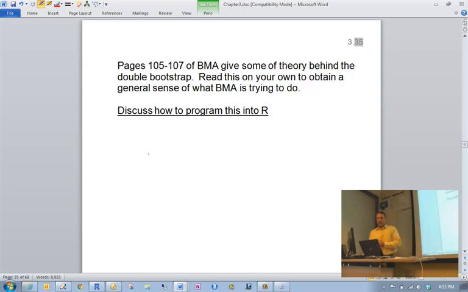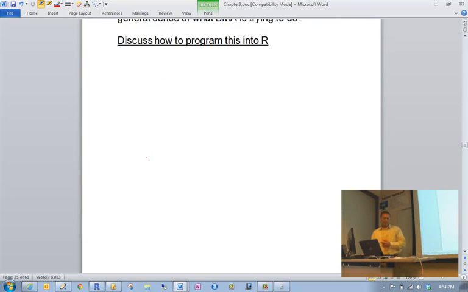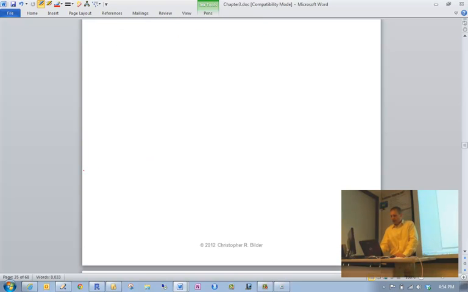How would you program this into R? Let's talk about how to do this. So you're going to run the boot function. How about we put some code? We're going to write pseudocode. So we're going to put the boot function here. In the boot function, you need to specify the number of resamples. How about we just say R?